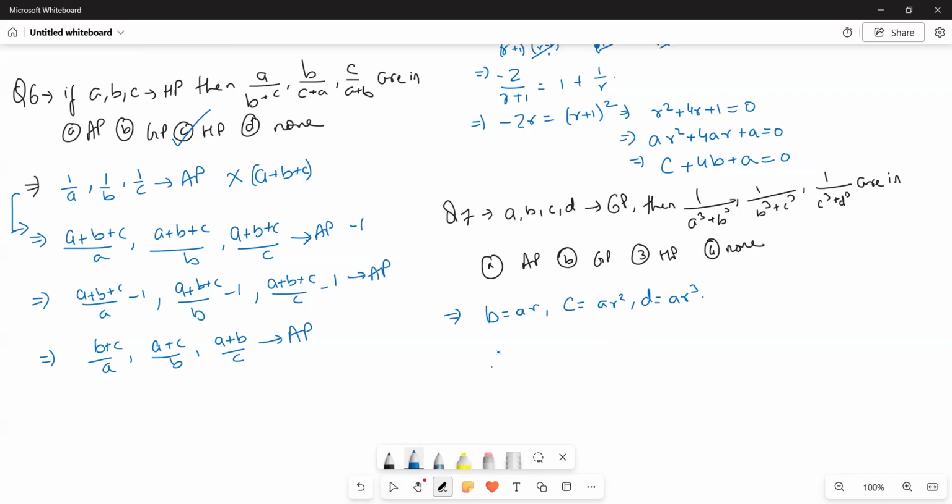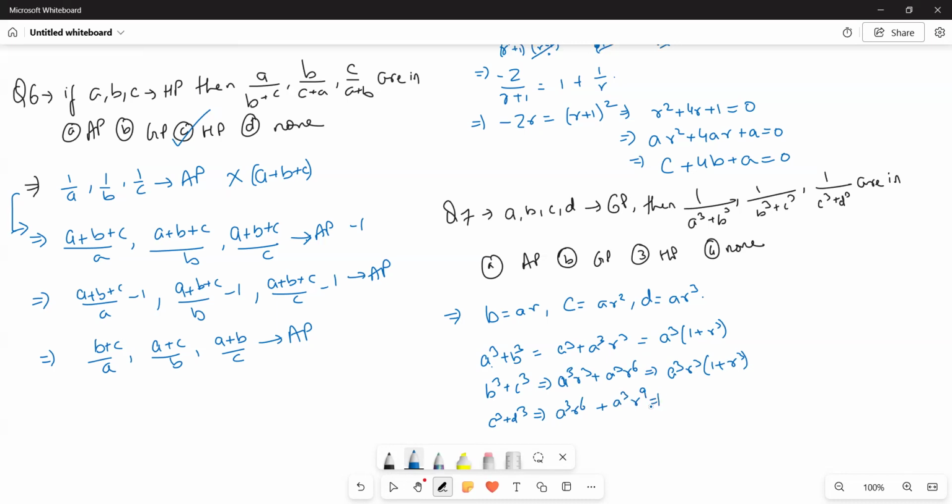Okay. So in that case, A cube plus B cube will be A cube plus A cube R cube, which is A cube taken common, 1 plus R cube. B cube plus C cube would be A cube R cube plus A cube R power 6, so that's A cube R cube times 1 plus R cube. And C cube plus D cube would be A cube R power 6 plus A cube R power 9, which is again A cube R power 6 taken common, 1 plus R cube.